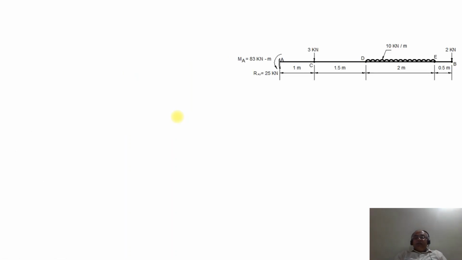Now we will consider the shear force and bending moment diagram. This is the actual beam we have. First we will consider from the free end, between E and B. E is the starting point of the UDL. We are going from right to left now. Considering between E and B, as there is no other load, we have only the point load at B, at a distance of 2.5 meters, and this 2 kilonewton is acting downwards.